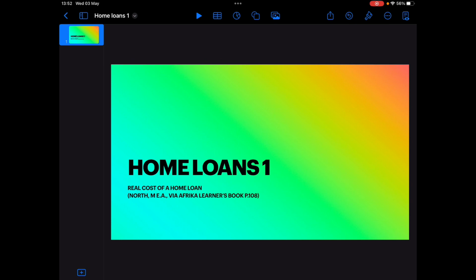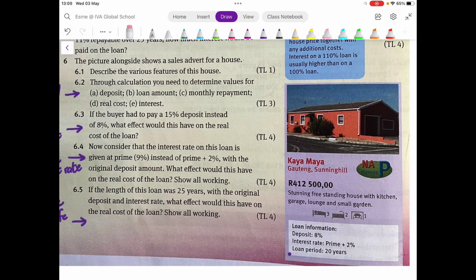So after dealing with the monthly repayments, we are going to look at working out the real cost of a home loan. Right, now we're going to have a look at loan amounts and how we pay it off. And we are referred to this picture alongside, and either you are given the features of the house in writing or visually. That means there are 3 bedrooms, 2 bathrooms, and 1 carport.